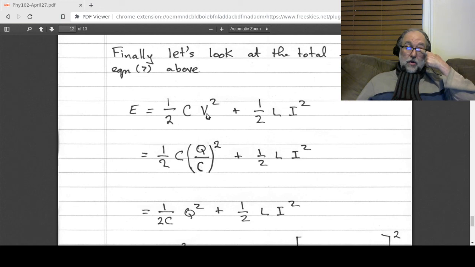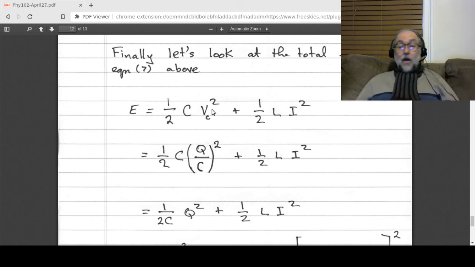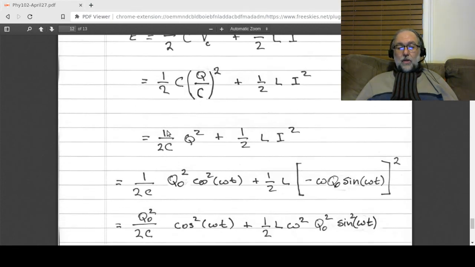Here we don't really have vc, but we can rewrite vc in terms of q using the definition of the capacitance. So vc is just q over C. And this reduces to this formula right here, 1 over 2C q squared plus 1/2 L i squared. For q, we have that, q naught cosine omega t. So if we plug in for Q, Q naught cosine omega t, we're going to get Q naught squared cosine squared omega t.